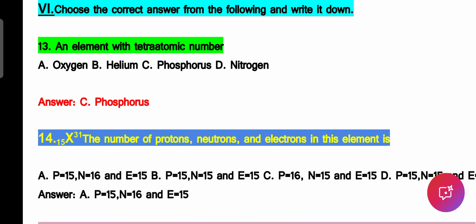An element with tetraatomic molecule is here phosphorus. We write it as P4 molecule. Oxygen and nitrogen are the other two molecules which have two atoms in their molecules, meaning diatomic molecules are oxygen and nitrogen. Helium, being the inert gas, has only one atom in one molecule, so it is a monoatomic molecule.